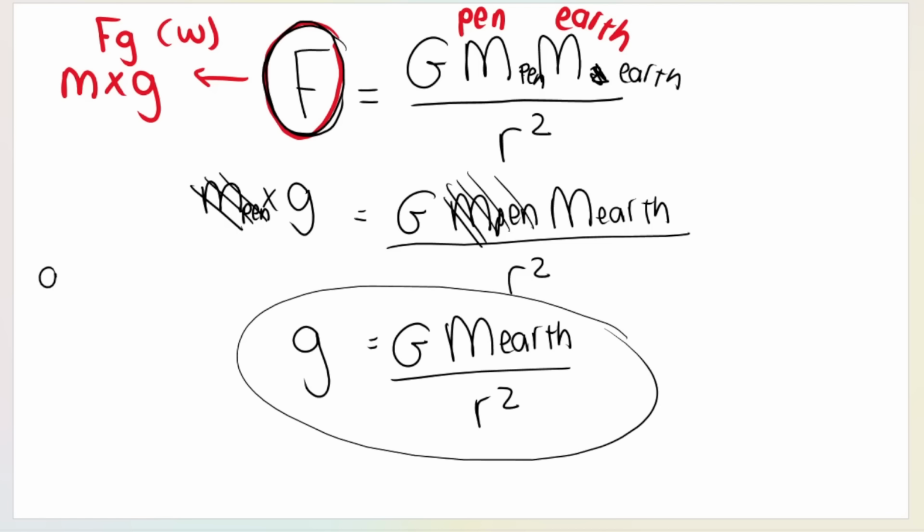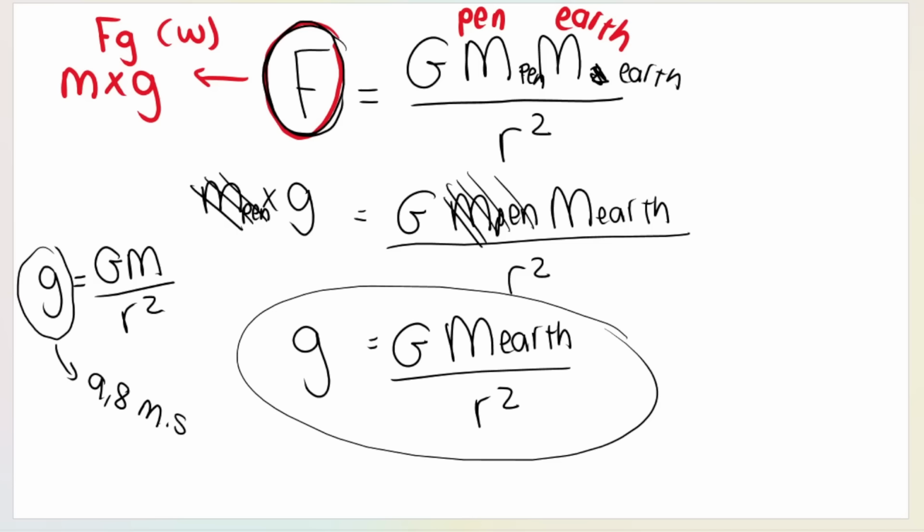Remember, I showed you my second formula goes g is equal to big G, mass over r squared. Now, what I want to show you is that g is gravitational acceleration. So on Earth, that value is 9.8 meters per second squared downwards, right? Big G is a constant. We get that on a formula sheet. The mass of the pen cancelled out. This is the mass of the Earth.